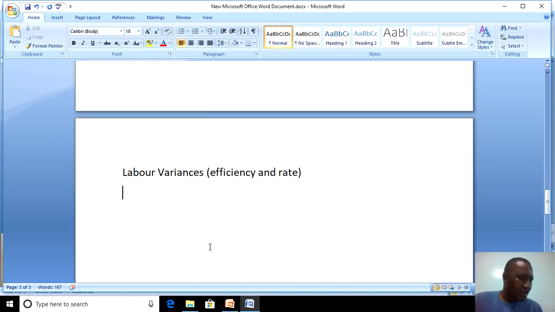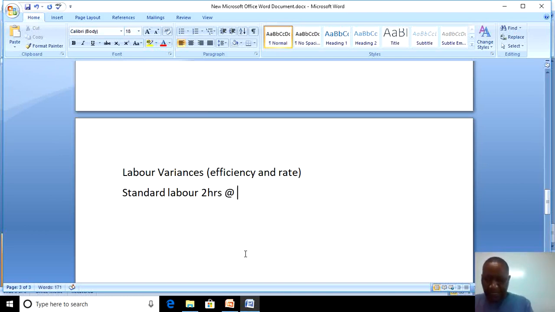Information picked from the question, we have the standard labor per unit. We are told each unit needs 2 hours, and the cost is 8. That's what we were told in the question, and that's what gave us, of course, 16, which you can pick from the question. What else do we have?